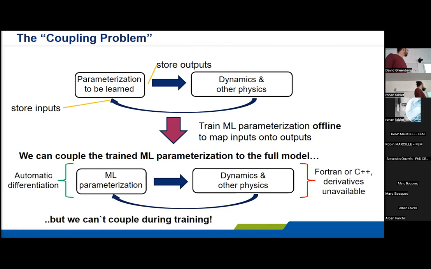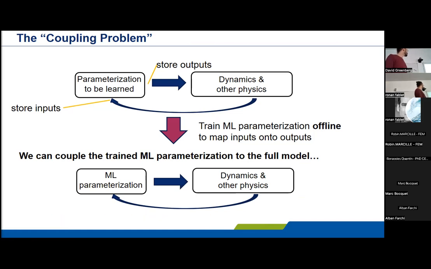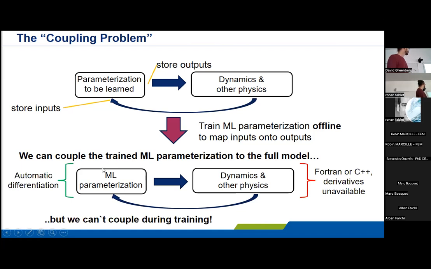And the reason we're stuck with this is that it's exactly the problem that these deep differentiable emulators were aiming to solve, right? During training, we can iterate over multiple time steps using automatic differentiation of the machine learning model. But when we're coupling to the rest of the model, we're still stuck in Fortran, C++, or what have you. We don't have derivatives.